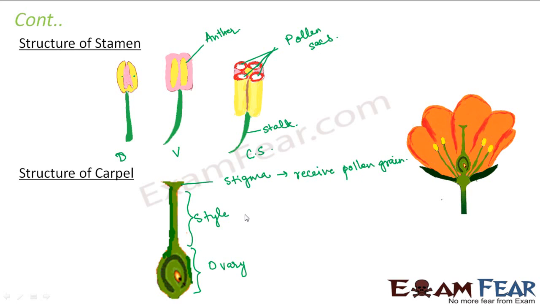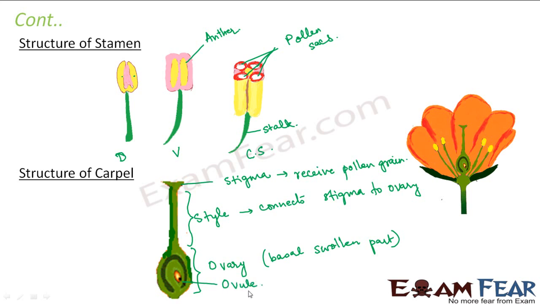Style, what does style do? Style does nothing but connect stigma to ovary so that the pollen grains can travel through the style and then reach the ovary. And what is ovary? It is the basal swollen part. Inside this ovary is present the ovule. So inside the ovary you see this structure which is known as ovule.